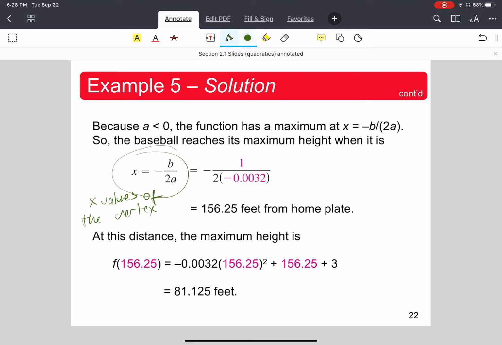So we compute that and we get 156.25. So that gives you the distance. And then to find the maximum height, we put that into the function, because f of negative b over 2a is going to give you the maximum height. So you put this into right here, and then you get 81.125 feet.